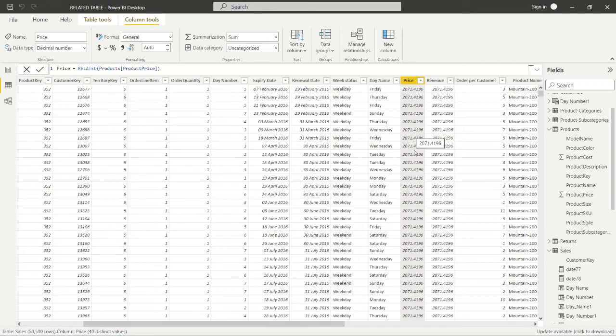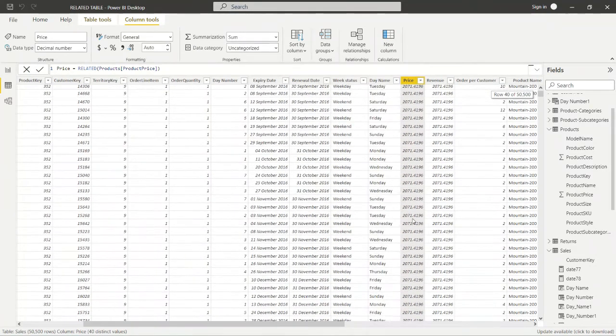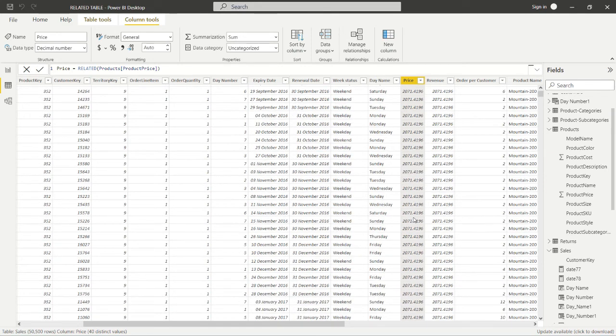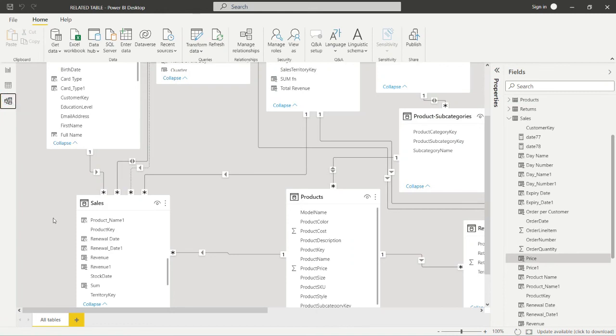This is the price measure which we have created here, so we can see the value for each product. Now this is the main difference between RELATEDTABLE and RELATED. In RELATEDTABLE, the one side calls for a value from the many side. In RELATED, the many side calls for a value from the one side. If we go to the model, we can see sales is on the many side and products is on the one side, and we are in the sales table. We are trying to get the product price from the products table, which is on the one side.